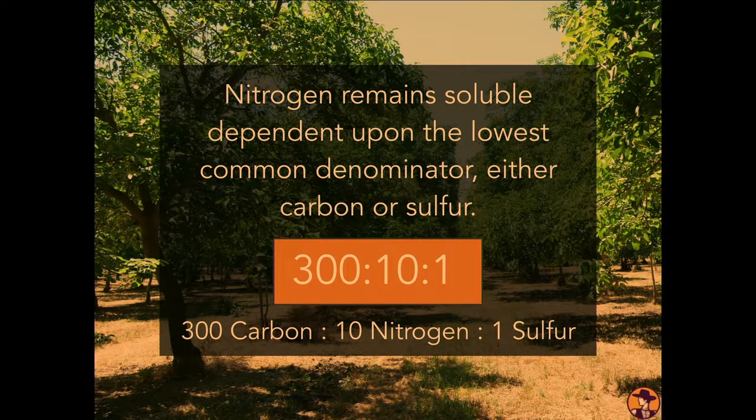Let's just say, for the sake of discussion, that your soil does not have enough sulfur. It's a very common challenge, particularly in our high rainfall environments here on the East Coast. If your soil does not have enough sulfur, and let's say you have generous organic matter levels, and you put on nitrogen, and you end up with a ratio that instead of being 300:10:1, let's just say it's 300:10:0.5. So you only have half the sulfur required to stabilize all the nitrogen.